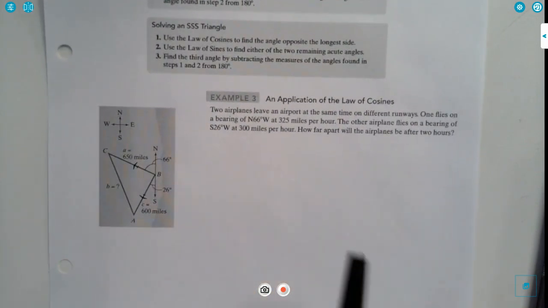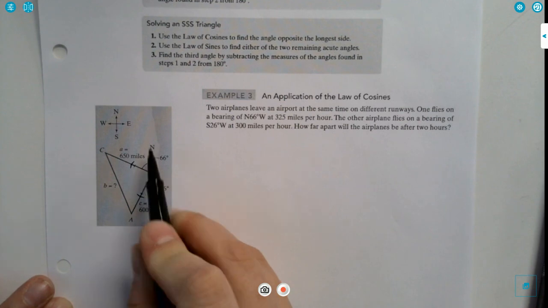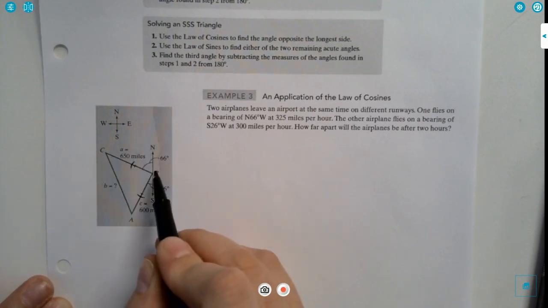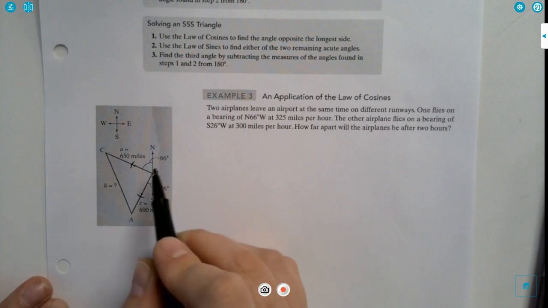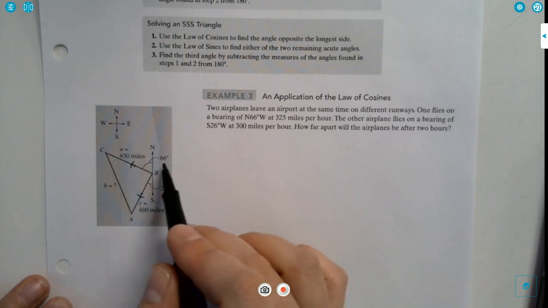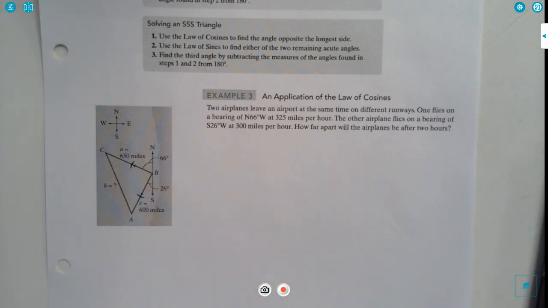So two airplanes leave an airport at the same time on different runways. So this right here, B, is the airport. One flies at a bearing of north 66 degrees west, so goes that way, and the other flies south 26 degrees west, that way. One is at 325 miles per hour, and one is at 300 miles per hour. It is asking how far apart the airplanes will be after 2 hours.